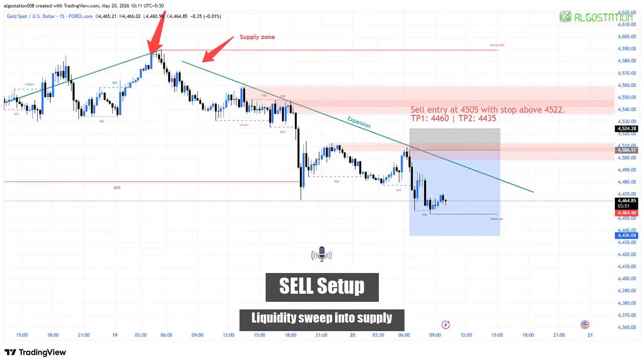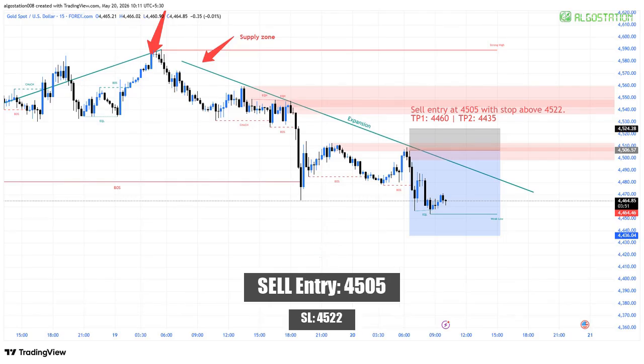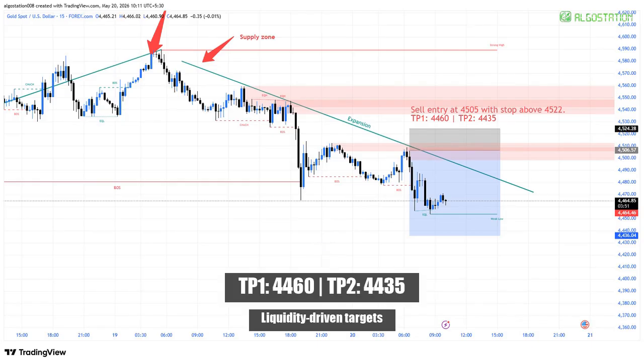The primary sell setup comes from a liquidity sweep into the 4,500 to 4,510 supply zone. This is where institutions may rebalance inefficiencies before continuation lower. The ideal sell entry is near 4,505 after bearish rejection confirmation on the 15-minute timeframe. The stop loss should remain above 4,522 beyond the liquidity sweep and structural invalidation. The first target is the current week low near 4,460. The second target sits around 4,435, where deeper sell-side liquidity is resting. This setup provides a strong institutional risk-to-reward profile.